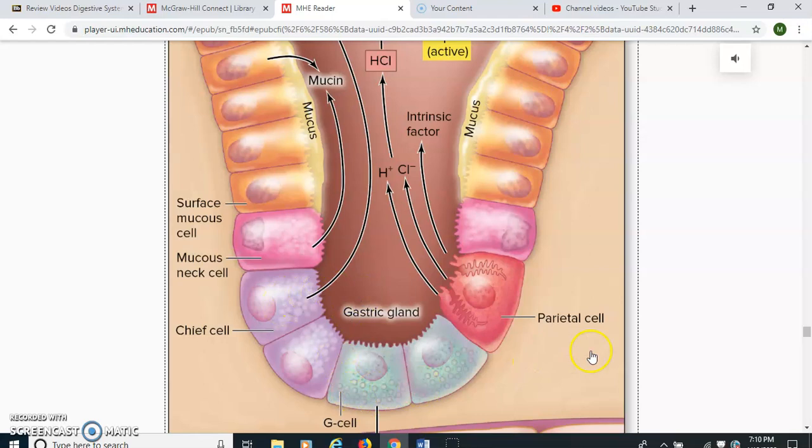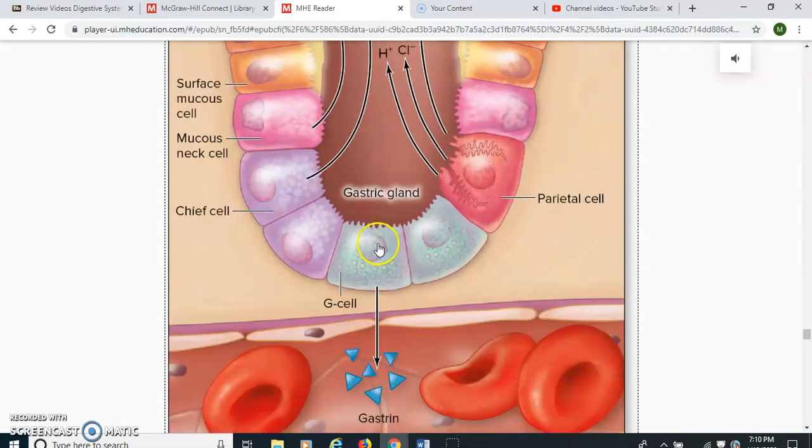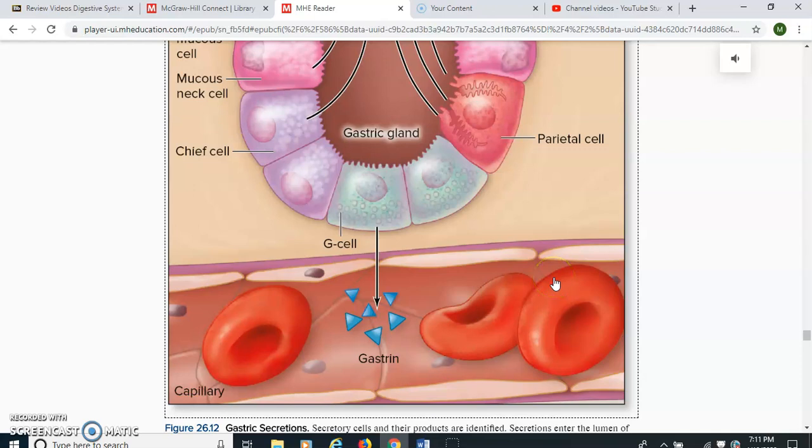All right, and then the last cell that you should be familiar with is the G cell. There's another name they use for the cell, but I just call it the G cell. I think it's easier. These are the ones producing a hormone. We'll talk later about how the stomach is regulated, by the nervous system and by the endocrine system. This is an example of a hormone that the G cells in the stomach lining produce. They produce gastrin. That's the name of the hormone.